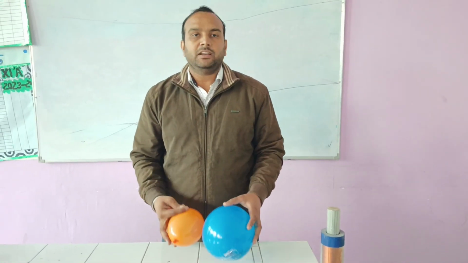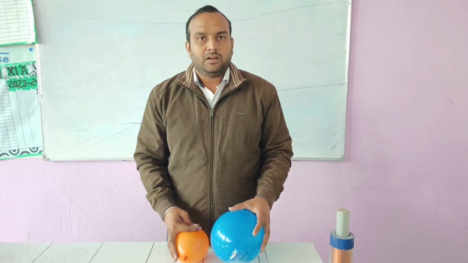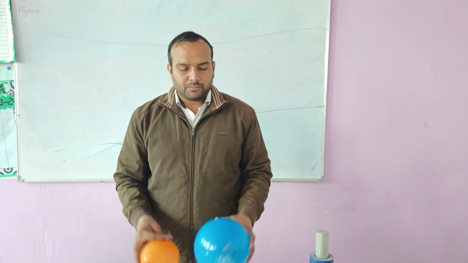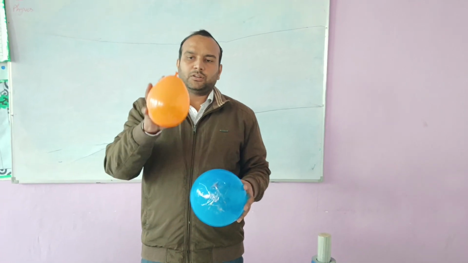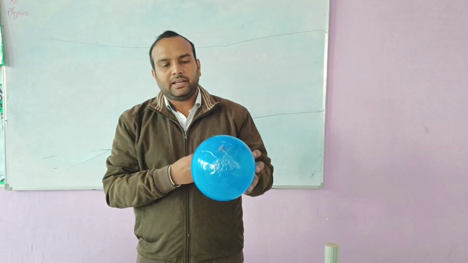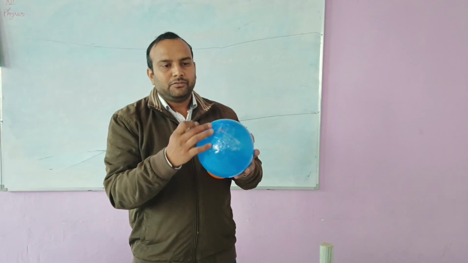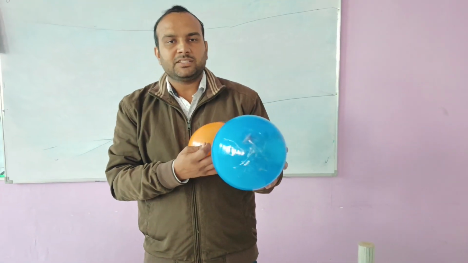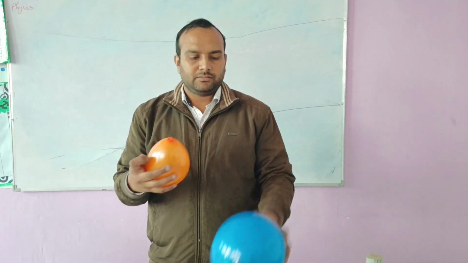So in this activity, I'm going to demonstrate the difference between a tubeless tire and a normal tire. I'm having two balloons. This is the normal balloon, and this is again the normal balloon, but here we have fixed some tape over it. Now I'm going to puncture both of them one by one.